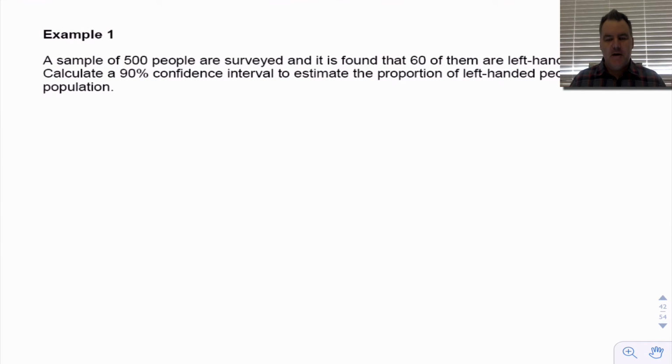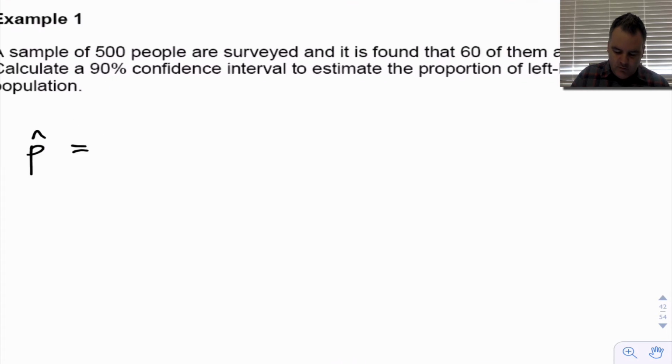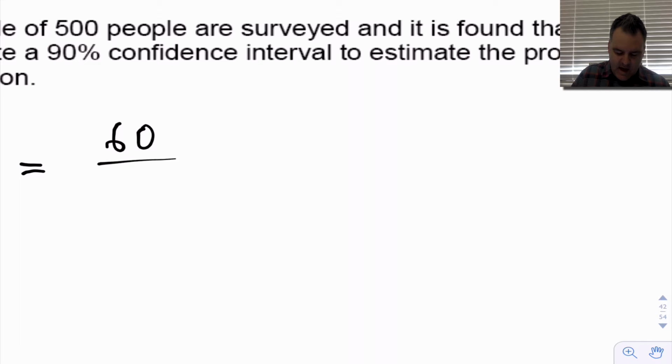Okay, finally, let's do one of these. A sample of 500 people are surveyed and it is found that 60 of them are left-handed. Calculate a 90% confidence interval to estimate the proportion of left-handed people in the population. All right, let's write it all down. So we've got p hat is equal to 60 out of 500.